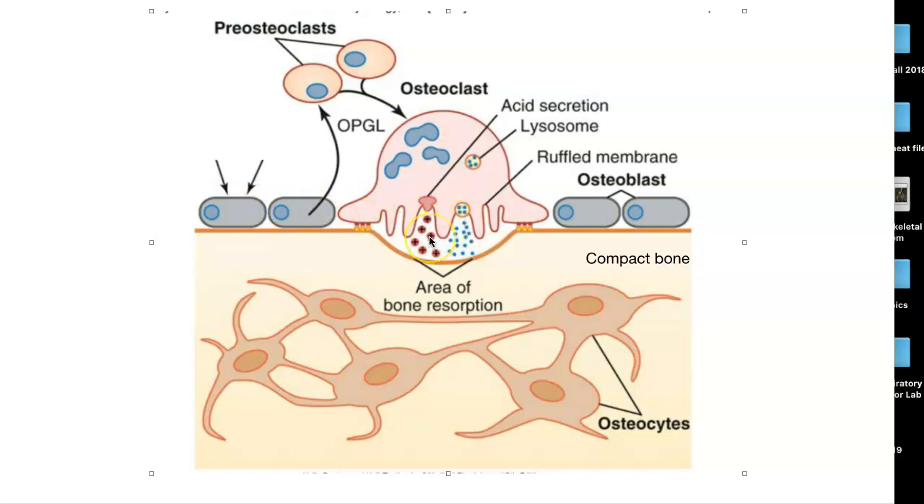Now, why would you want to break down bone? What if your calcium levels are too low in your blood? For some reason, you're not getting enough calcium. You need calcium for a whole bunch of functions that you'll find out in physio. If you don't have enough calcium, where do you store calcium? In the matrix of the bone, in that ground substance. So the osteoclast is going to dissolve it, and that calcium that's stored in the ground substance will be released into the blood.